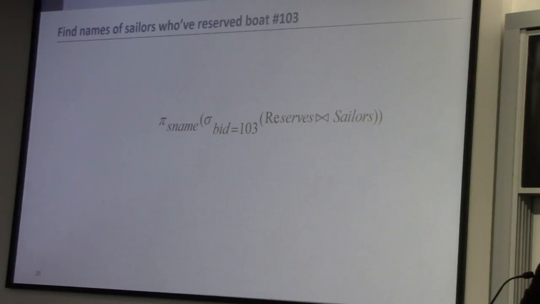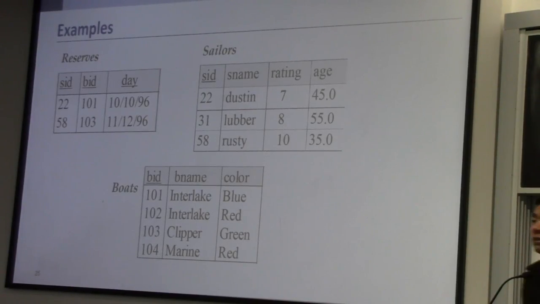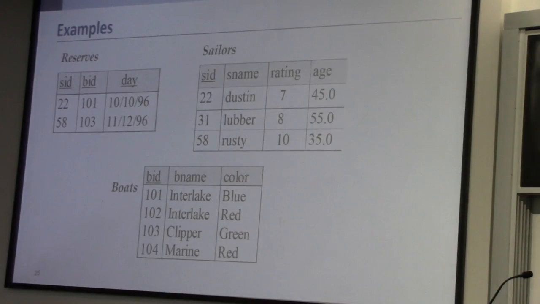Let's use those weapons. Find the name of sitters who reserve both boats 1 or 3. So these are the schema and instances. By the way, when constructing your query, I show these instances to help you understand the concept behind the construction of that query. These instances are not there for you to write your query against, because your query needs to work for any possible valid instance, not just this particular instance.